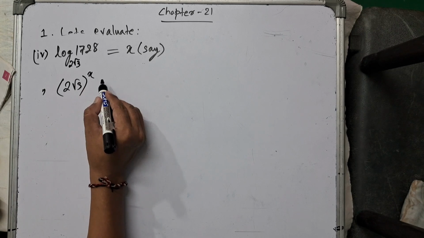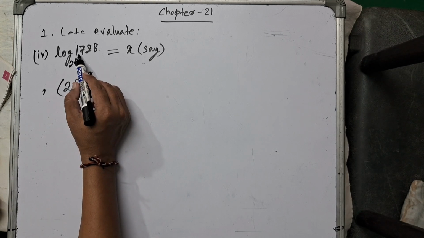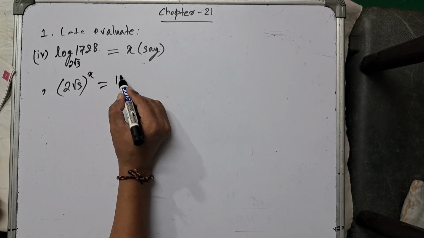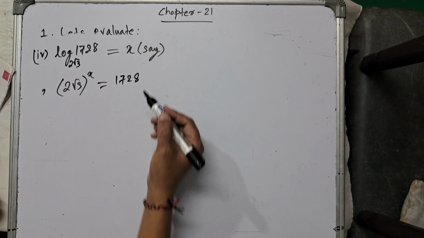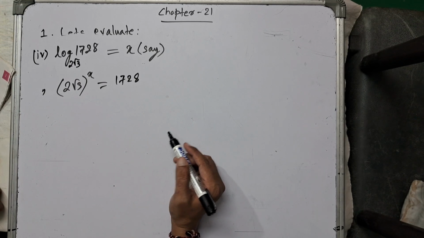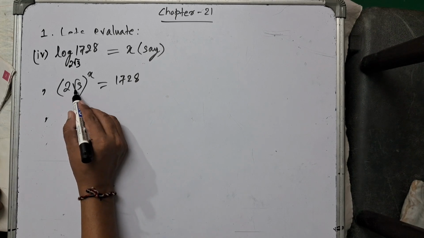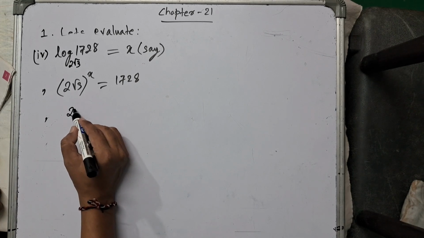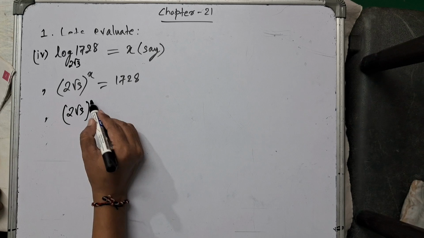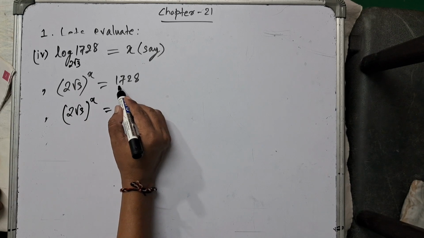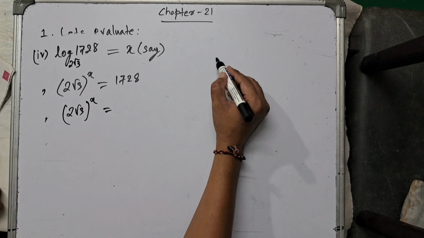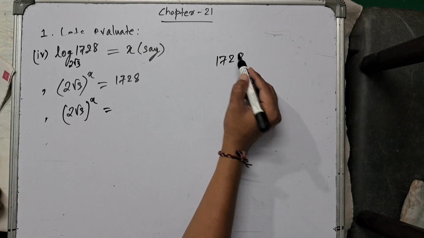power, and then in the right hand side we have 1728. Okay, 1728. This is how we convert logarithmic equation to exponential form. This 2 root 3 to the power x we write as it is. After that, we find the factors of 1728. Okay, I'm trying to find the factors of 1728.